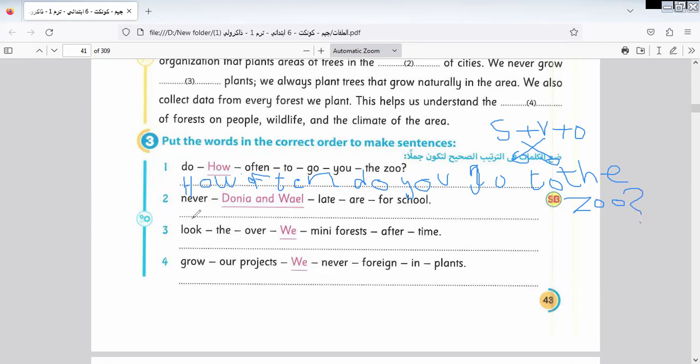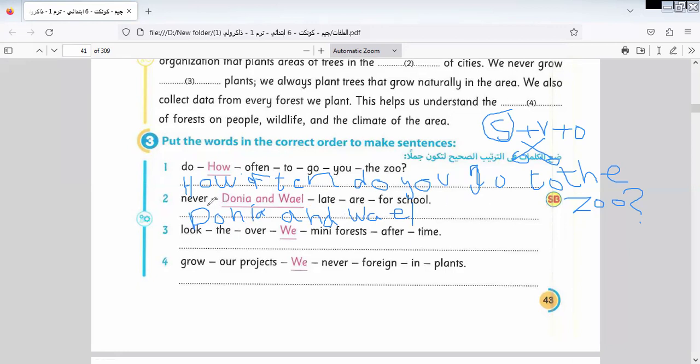Let's go to another sentence here. As we told you before, I will search for the subject, then the verb, then the object. Here it is Donya and Wael. This is the subject, okay? The subject can be a noun, singular or plural. What do Donya and Wael do? The verb expresses the action.